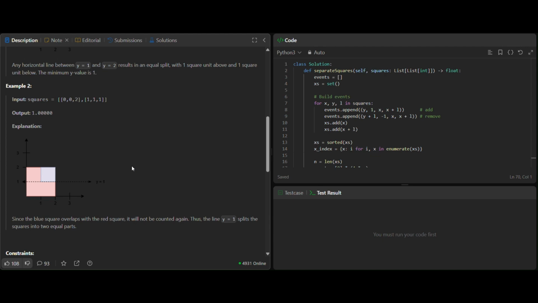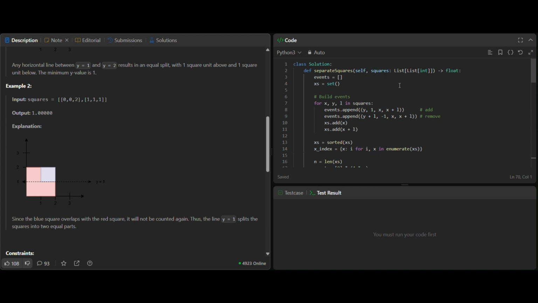Step 3. Sweep on x-axis. Sort x events. Use a segment tree over y intervals. Track total covered vertical length. Accumulate: multiply the covered height by delta x to get the area of this segment. This gives union area below mid.